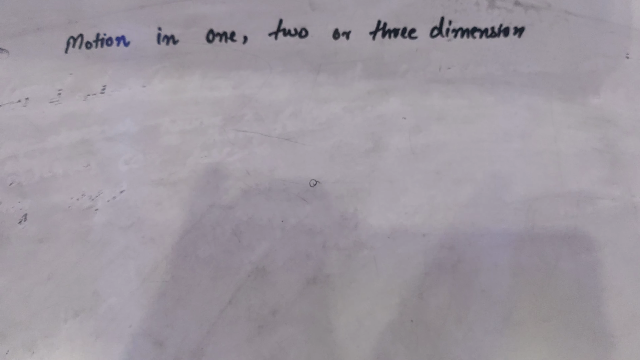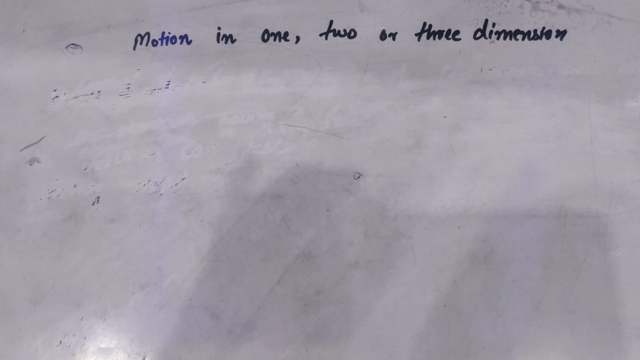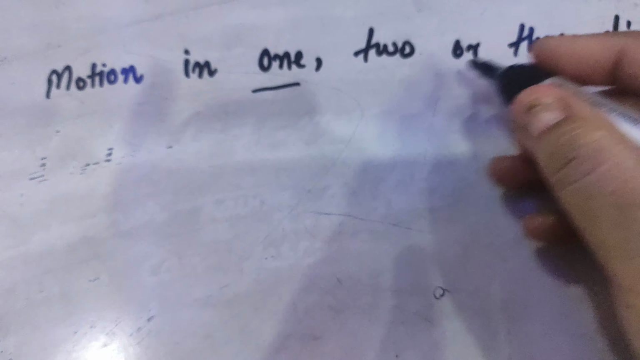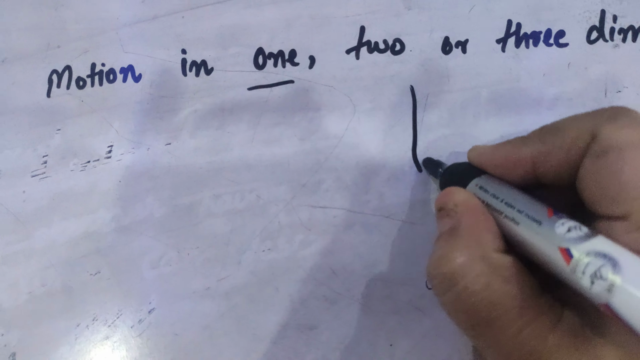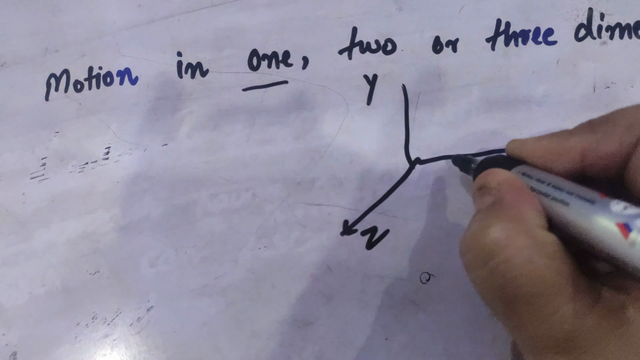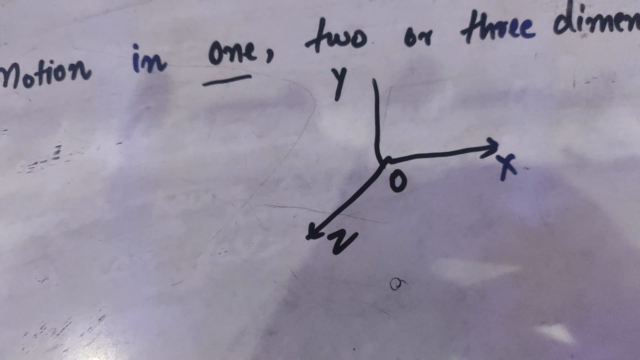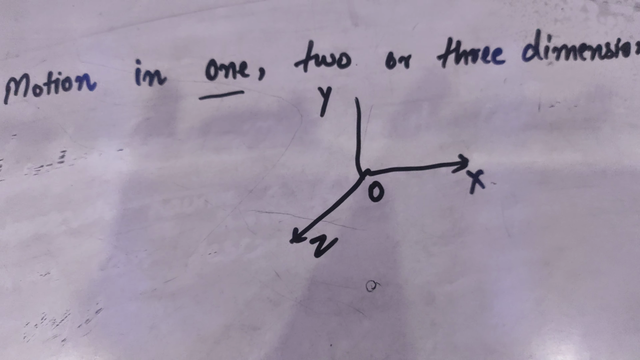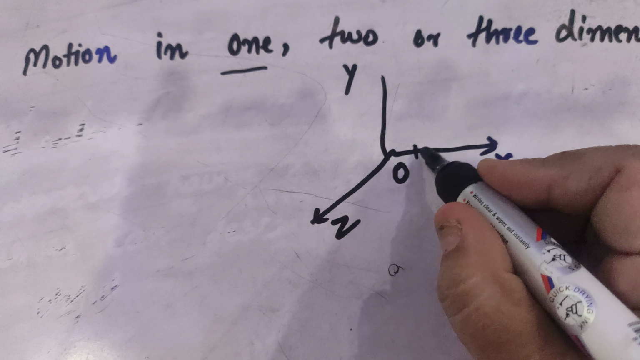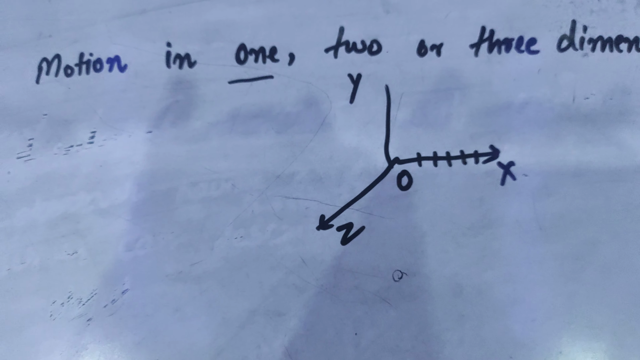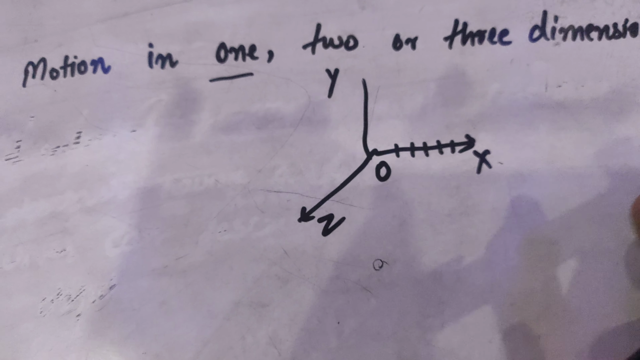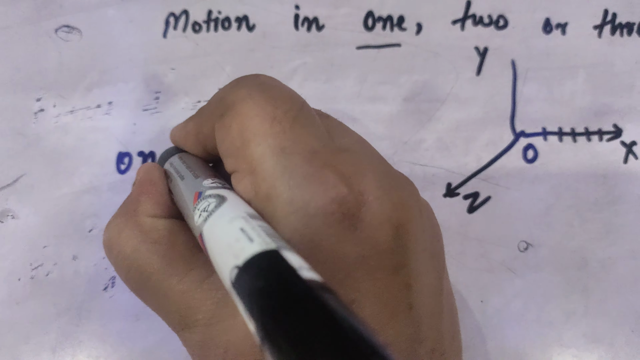Let us now discuss the motion in 1, 2 and 3 dimensions. Motion in 1 dimension. Just now we have discussed that motion can be described by a set of 3 coordinate axes, which are x, y and z, where O is the origin, or we can say the position of the observer. Now, when during the motion only the x coordinate of that body is changing, it means only one coordinate is changing. That kind of motion is called one dimension motion.